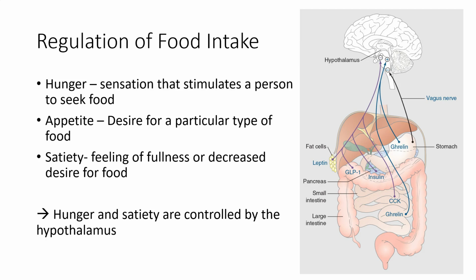Hunger is a feeling that you have when you need nutrients, and this is controlled by the hypothalamus. Appetite is when you have a desire for a particular type of food. Like sometimes we just crave pizza. And then satiety is the feeling of fullness or decreased desire for food. And this is also controlled by the hypothalamus. This is what tells us we have had enough for this meal.